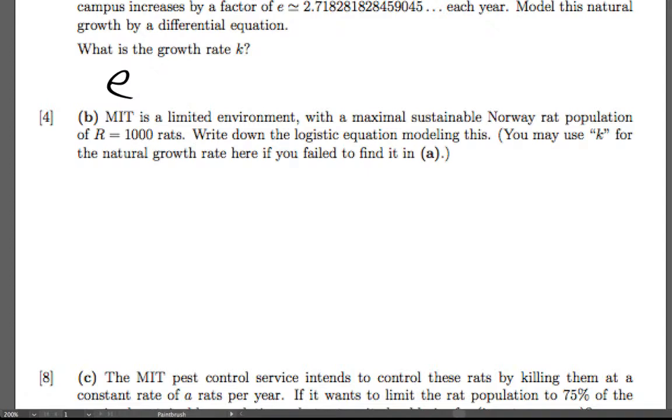I believe it's like something. Where is the logistic growth? Let's see, could I actually find it here? Okay, there it is. Oh yeah, yeah.